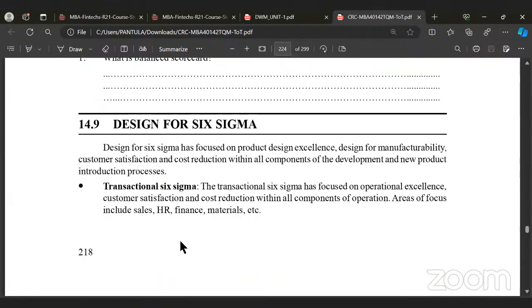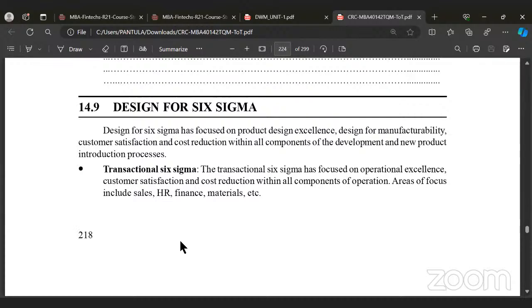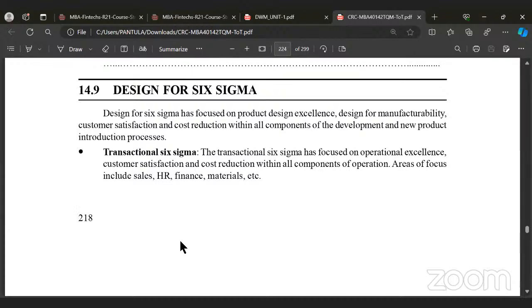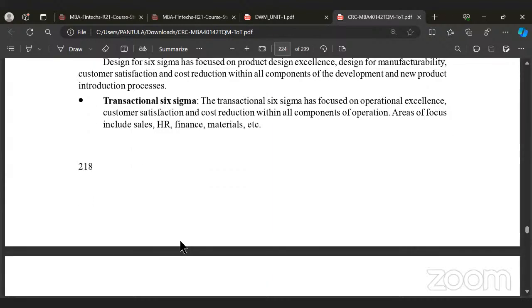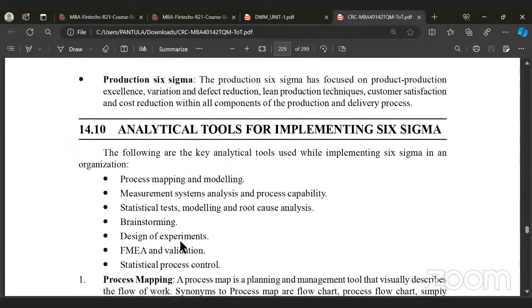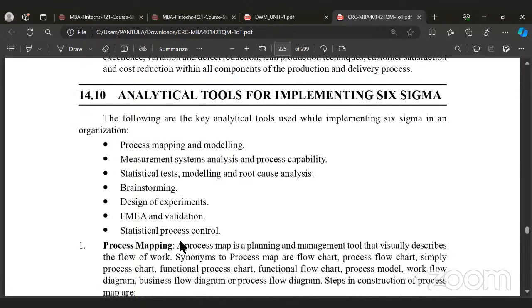Design for Six Sigma. Here, transactional Six Sigma. What is a transaction? Transactional Six Sigma focuses on operations. Transaction is nothing but operation. Operational excellence, customer satisfaction, and cost reduction across all components and operations. Areas of focus include sales, HR, finance, materials, etc. And production Six Sigma: production-based focus on product production excellence, variation and defect reduction, lean production techniques, customer satisfaction, all those things.